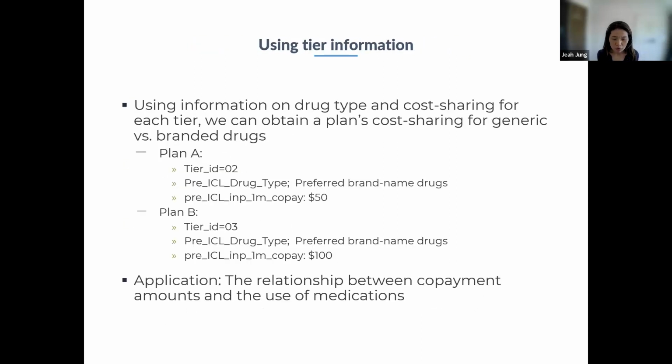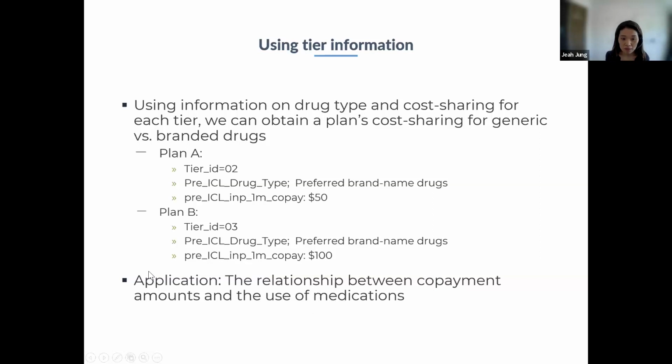So now, okay, do I really need to use this tier file? Do I need to learn about this? So what can we do using tier information? One thing you can do is, using information on drug type and cost sharing, we can actually get how much the cost sharing difference is between generic and brand name drugs for each plan. Then you can examine, is there any relationship between copayment amount and the use of medication, particularly use of a brand name medication.